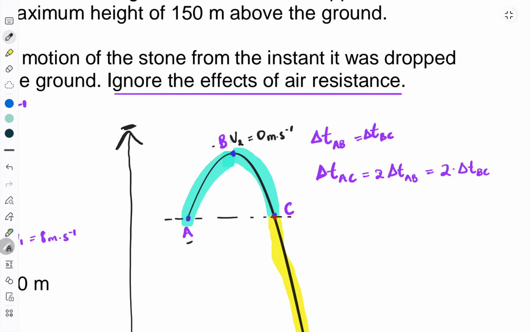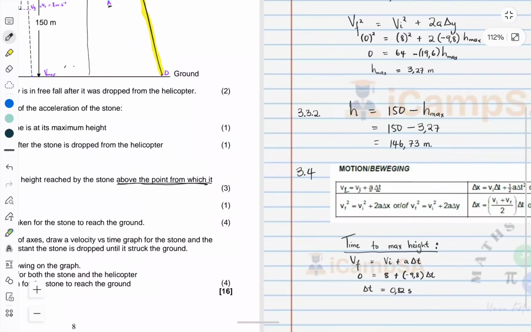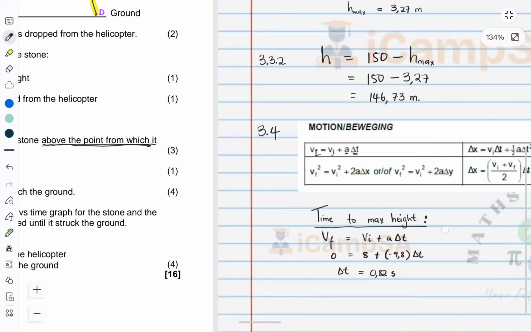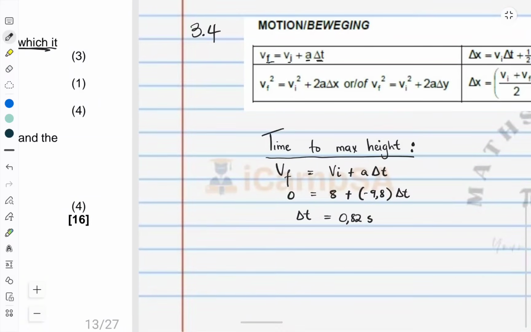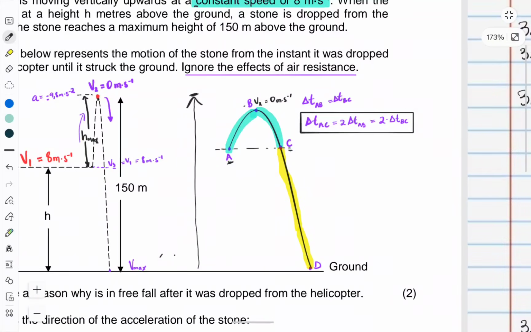So if we take that time and multiply it by 2, we will get the total time from A, B, and C. So the total time to move from A to C, like what I was showing you here. Right, we can do that. So we can say now, let's see, what else do we know here before we continue?